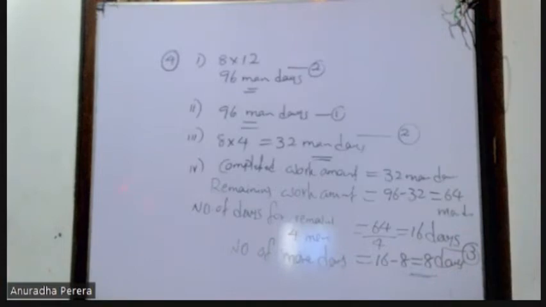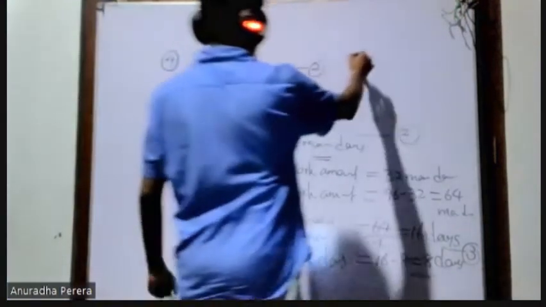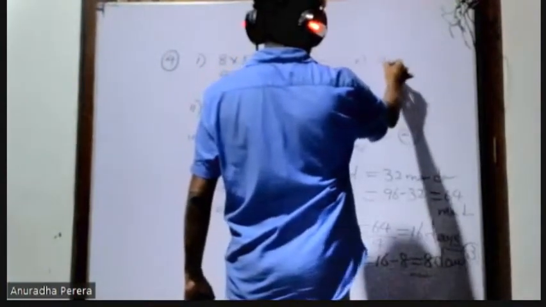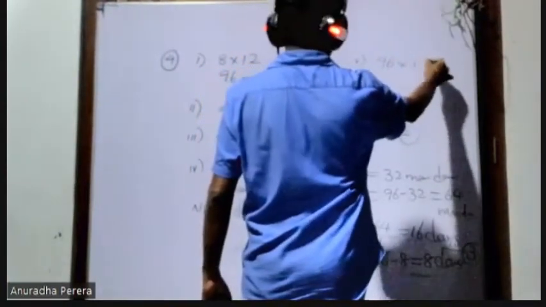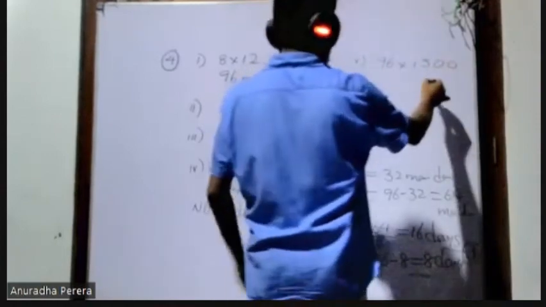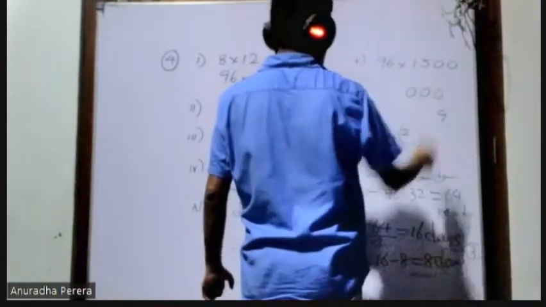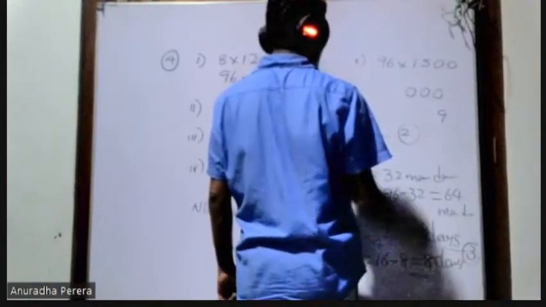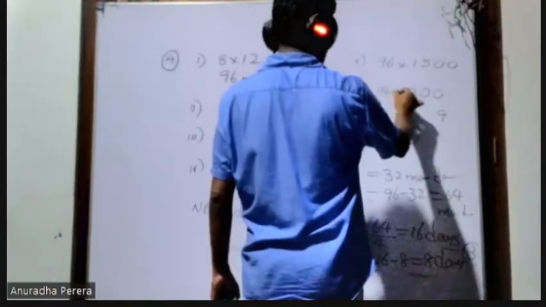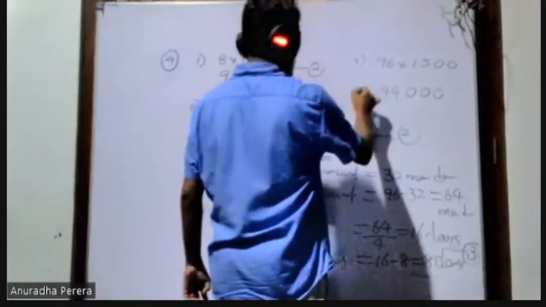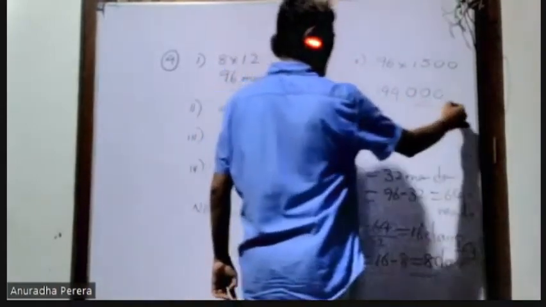Now we need 96 man days, right? To find the answer, multiply 96 by 1500. The answer is 144,000 rupees. 2 marks for this answer.